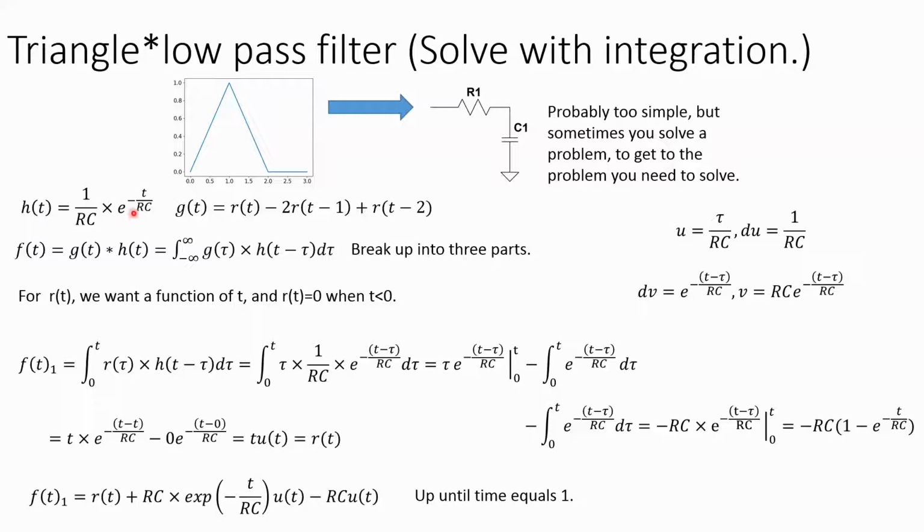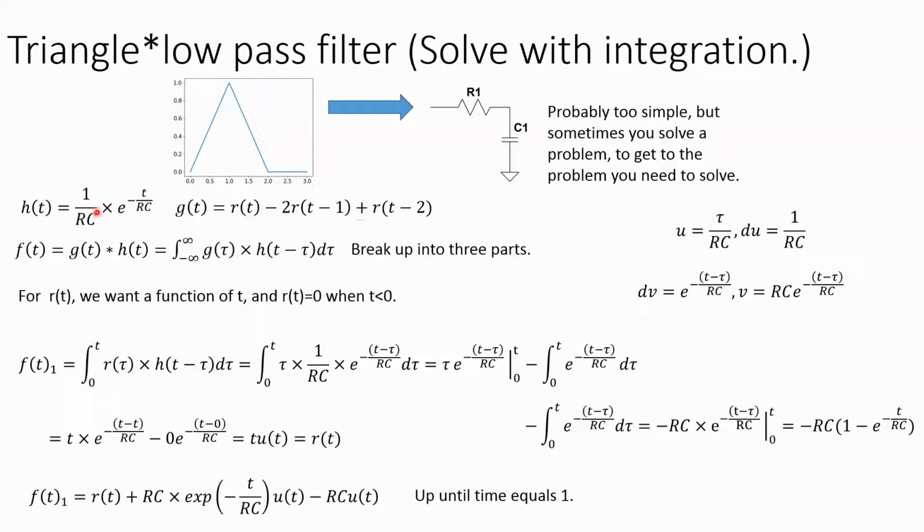So h(t), here's the impulse response. g(t), this is given by this series of ramp functions, delayed and scaled, right? The convolution integral. I'm going to break it up into 3 parts, because this times r(t) can be one convolution integral, this times this can be another, and this times this. So I have basically 3 independent convolution integrals.